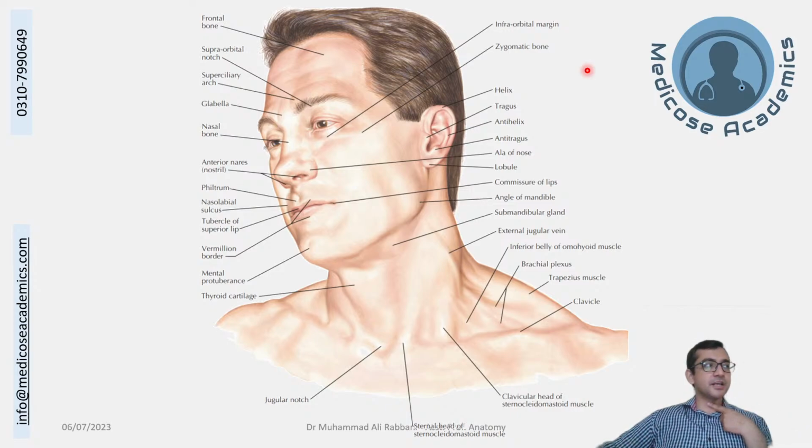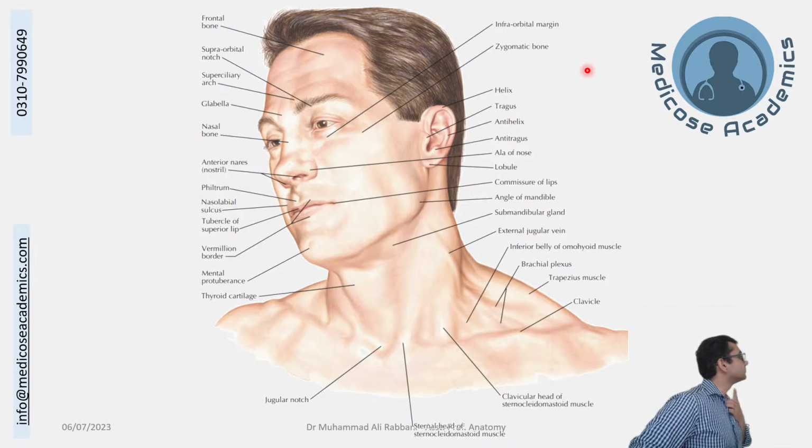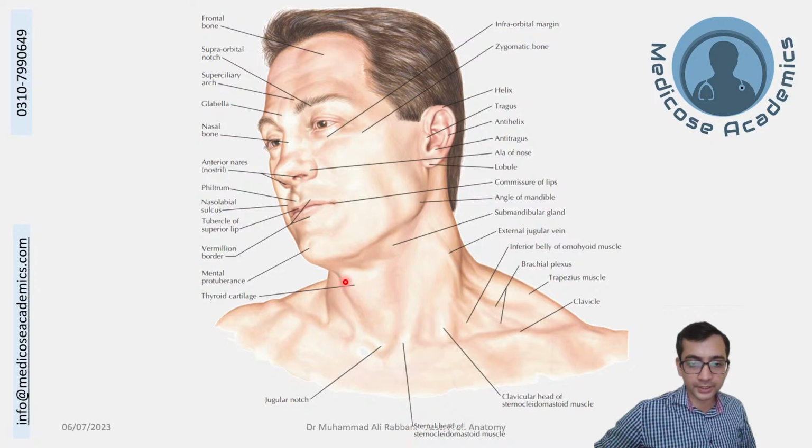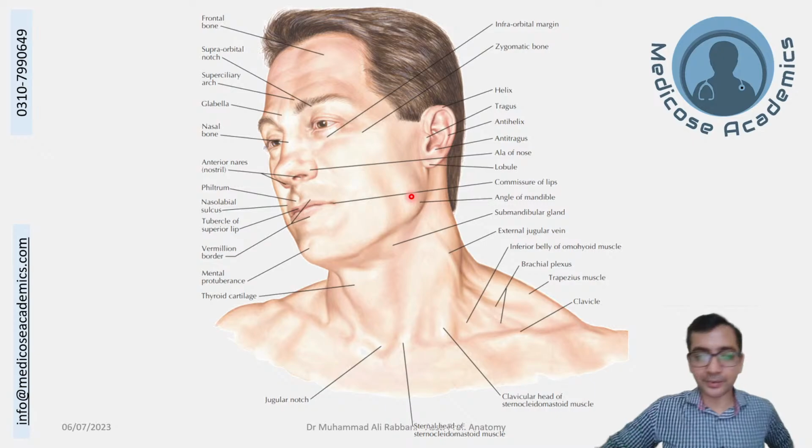In genetic males, the larynx protrudes anteriorly to form the Adam's apple. This part, it is shown here. In females, it is not present.